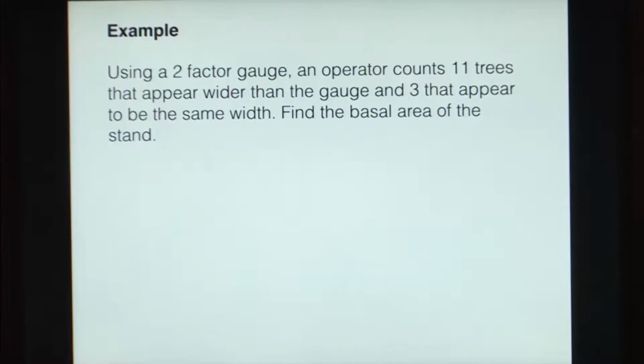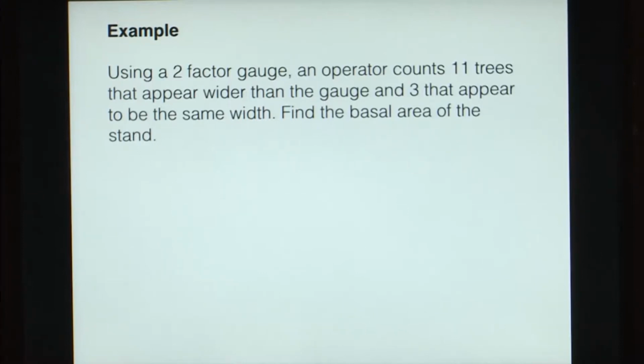On your screens now, it states that using a 2-factor gauge, an operator counts 11 trees that appear wider than the gauge. When we say a 2-factor gauge, it means that the basal area factor, the BAF, is 2. The 11 trees that appear wider than the gauge are the full tally, so the number of full tally is 11, and 3 appear to be the same width. Trees that are the same width as the gauge are half tallies, and we are required to find the basal area of the stand.